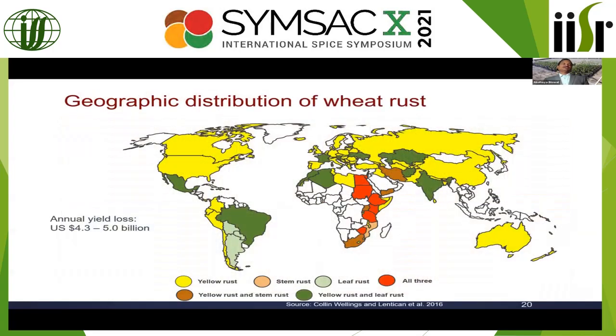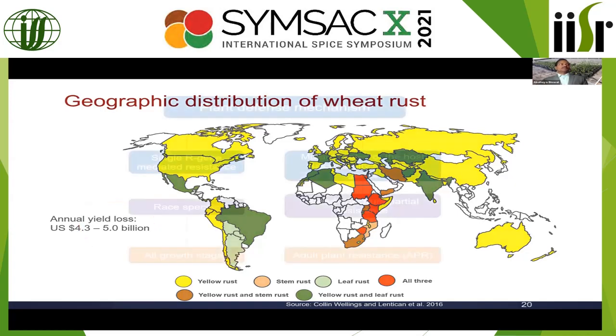In this slide, the colors don't mean much except they show the type of rust. But the take home message from this slide is this disease is omnipresent in all continents, and the annual yield loss can be up to $5 billion US dollars.